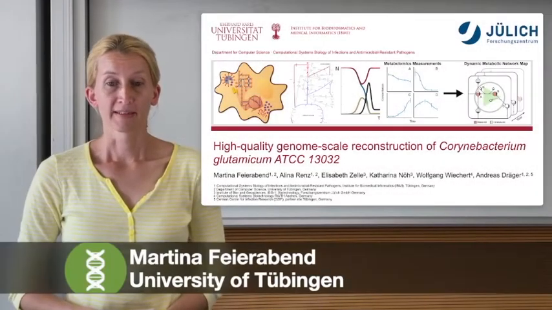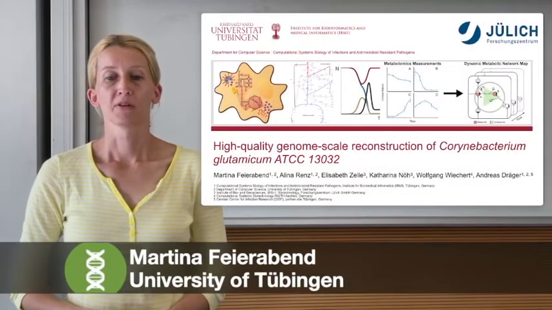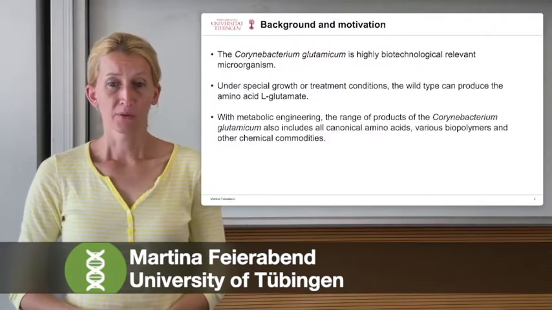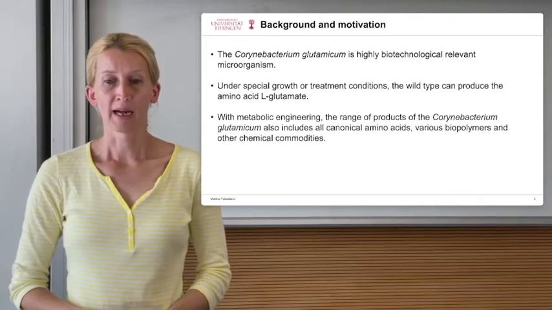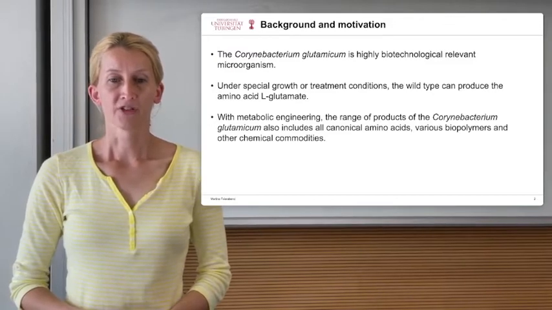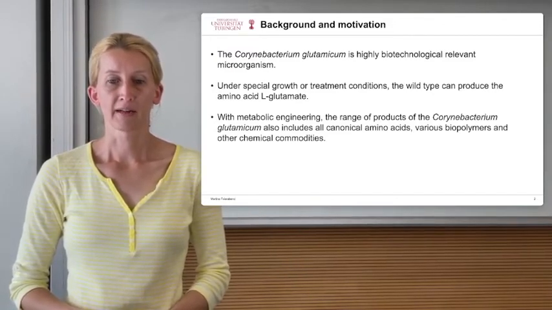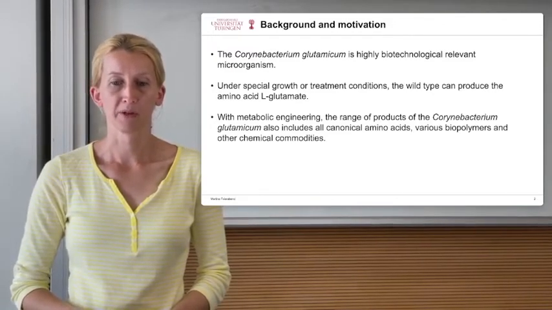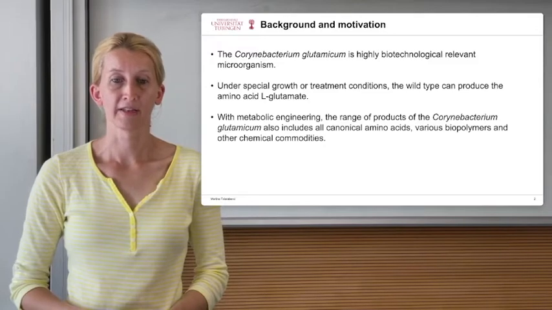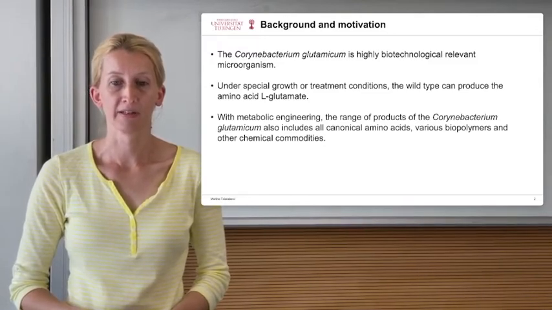Corynebacterium glutamicum is a gram-positive, facultatively anaerobic soil bacterium. Under specific growth or treatment conditions, the wild type produces the amino acid L-glutamate. Metabolic engineering expanded the range of products formed by Corynebacterium glutamicum. These now include all canonical amino acids, various biopolymers, and an extensive range of other chemical commodities.